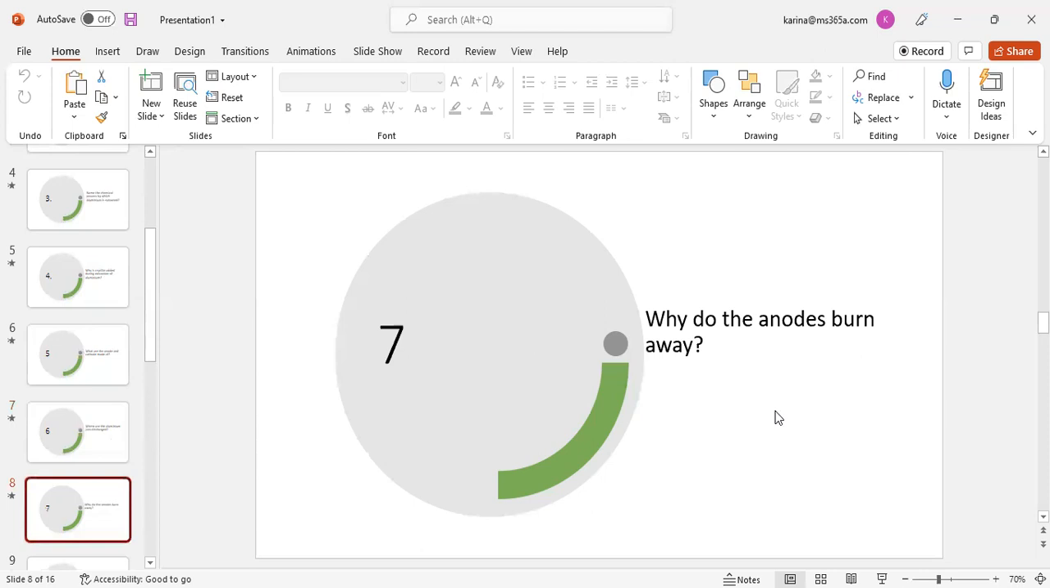Why do the anodes burn away? Okay, the earlier question was for Ashlyn, and then she answered. All right, Ada, now you answer. Why do the anodes burn away? So during the electrolytic process, we learned that the anode burns off. No, that's not the answer. Okay, anyone? Why do the anodes burn away?